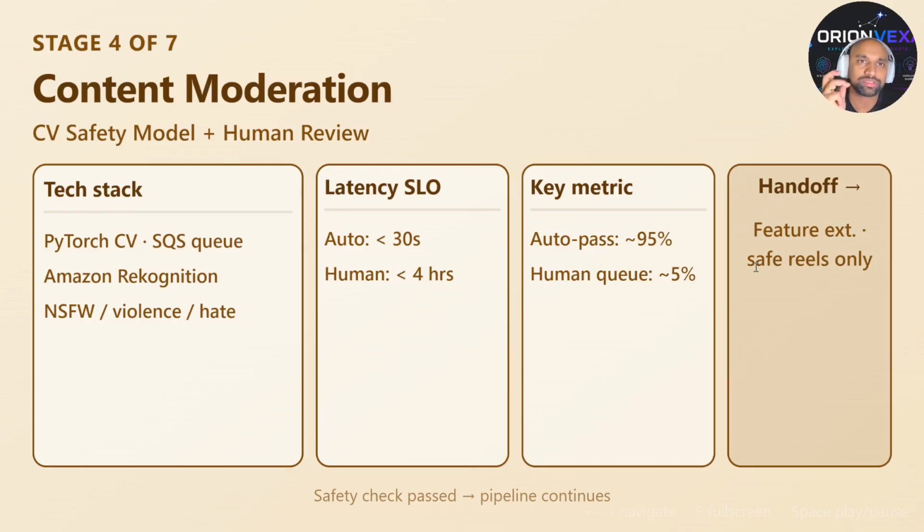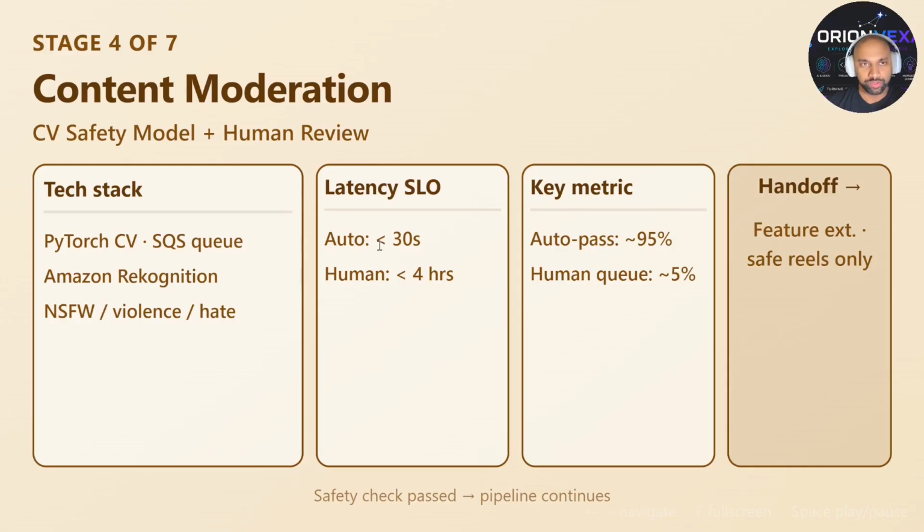The moderation queue is content moderation for security checks and other parameters: a computer vision safety model and human review. For computer vision, we are using PyTorch computer vision, SQS, and Amazon Rekognition, with NSFW, violence and hate checks. It is an automated process, and the latency is less than 30 seconds per reel.